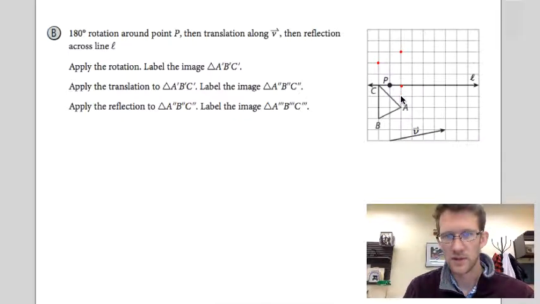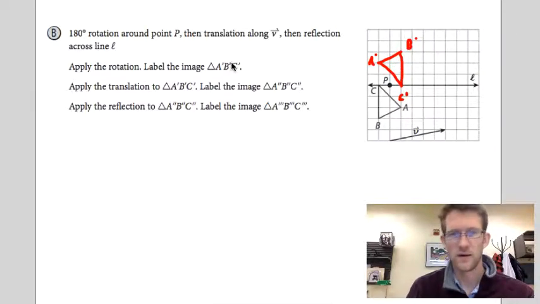So we can go ahead and label these points. This is, what do we decide? C prime. And this one is A prime. And this one is B prime. And then we have nice, beautiful straight lines between each one because you're going to use a straight edge. Okay. So that's our first step.